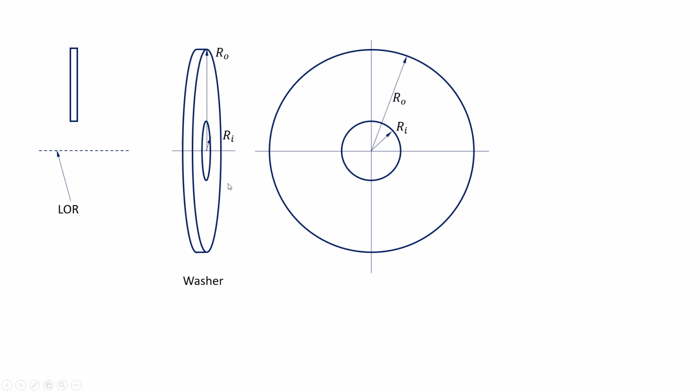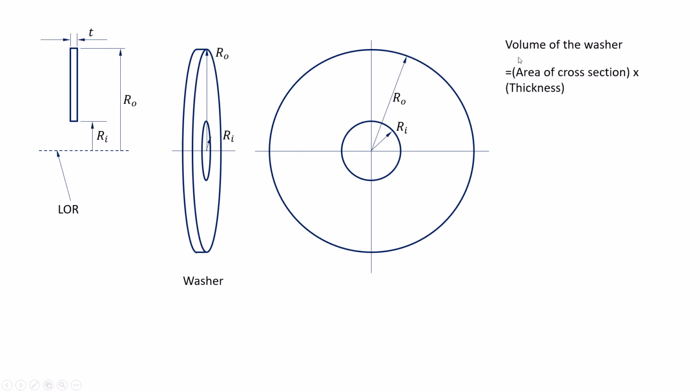Well, the volume of the washer is the area of cross section. What do I mean by area of cross section here? You see this circle? That area minus this hollow area. That gives you what is called the annulus, the area of the annulus or the ring area. So that is the area of cross section here times the thickness of the washer, which is the same as this thickness that you see, the t value.